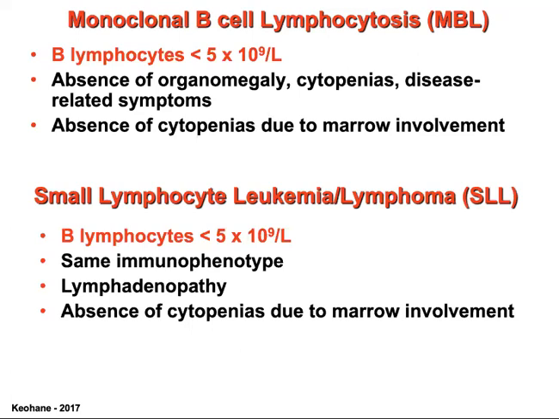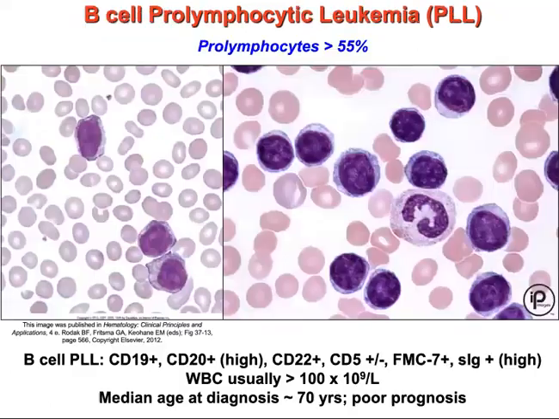There's also one called small lymphocytic leukemia/lymphoma, SLL, and in this condition, B lymphocytes are also less than 5,000. They have pretty much the same immunophenotype as CLL. There is lymphadenopathy and the absence of cytopenias because of no bone marrow involvement.